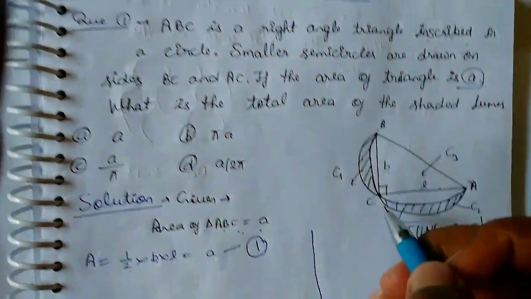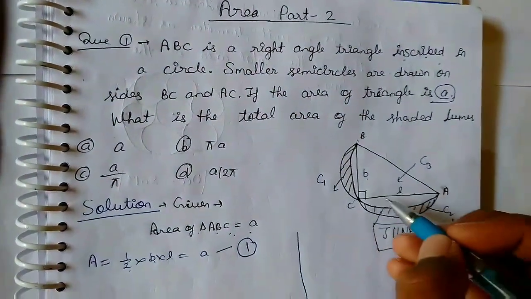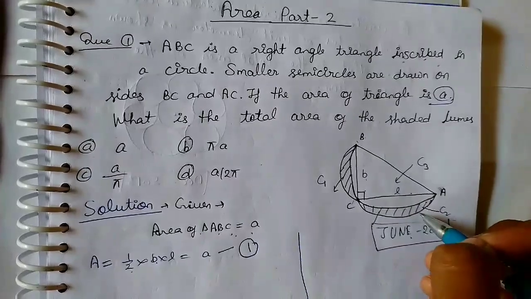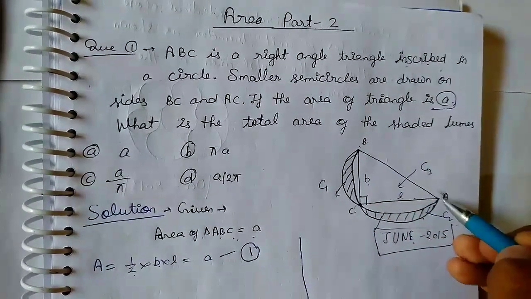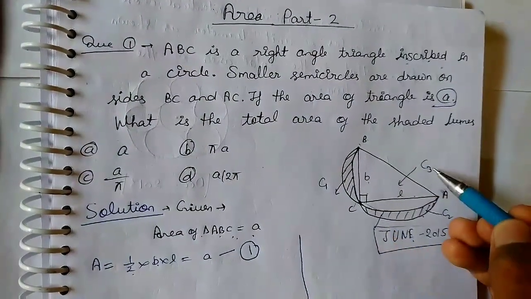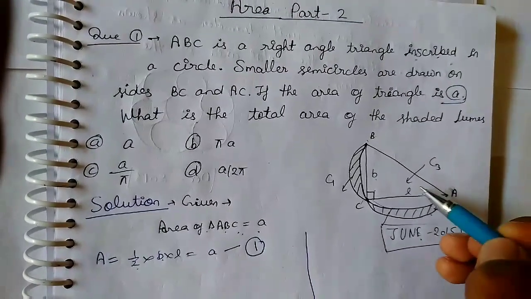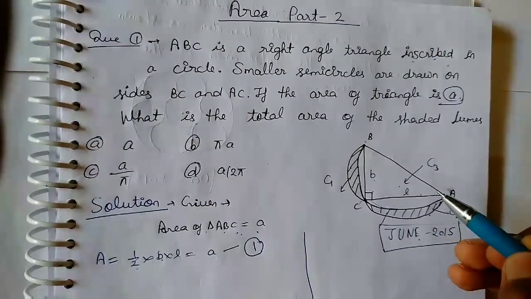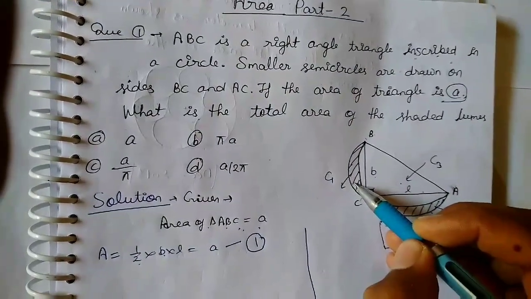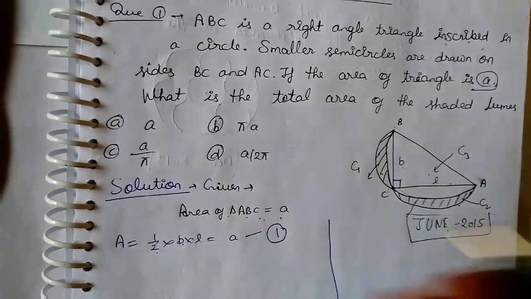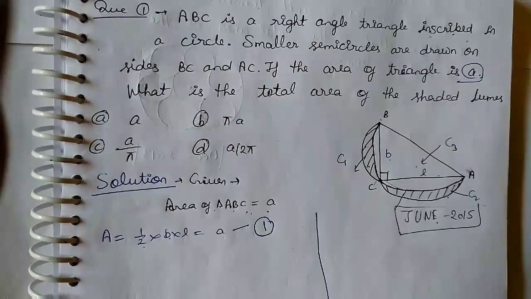Now again suppose that the semicircle made on BC is C1, the semicircle made on AC is C2, and there is another semicircle made on the diameter AB, which is C3. Now I have to calculate the areas of these semicircles, and then we can find the area of these shaded lunes. First I will calculate the area of the semicircle made on BC, then AC, and then AB.